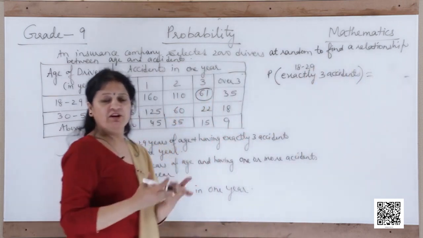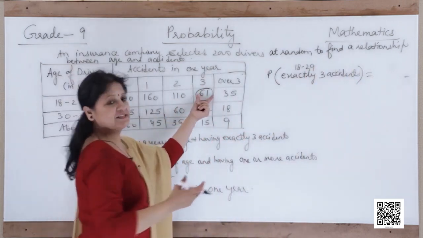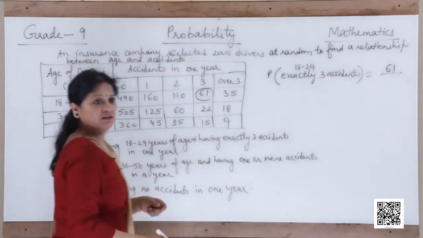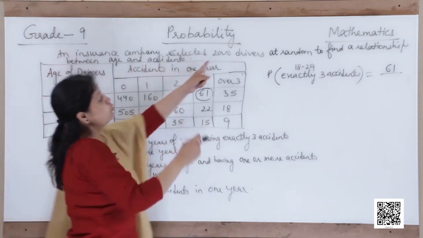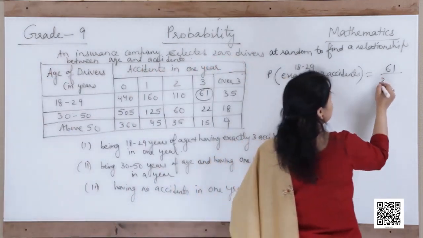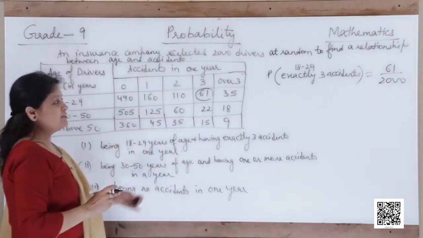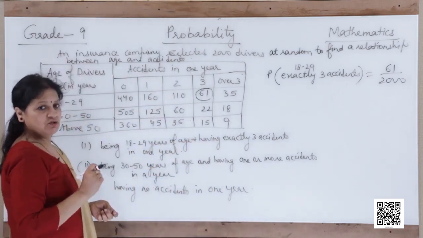So it is favorable outcomes or number of trials, which is 61 upon the total. And how many total drivers were there? The data was conducted for 2000 drivers. So it is 61 by 2000. So that means answer for the first part is 61 by 2000.